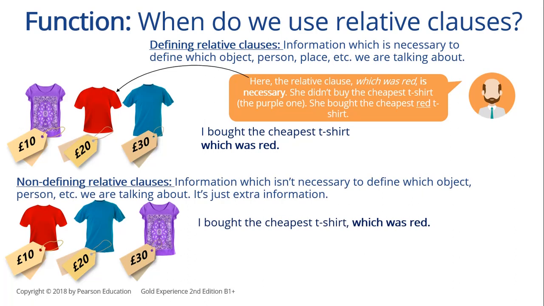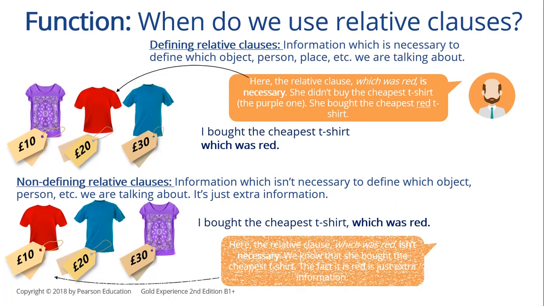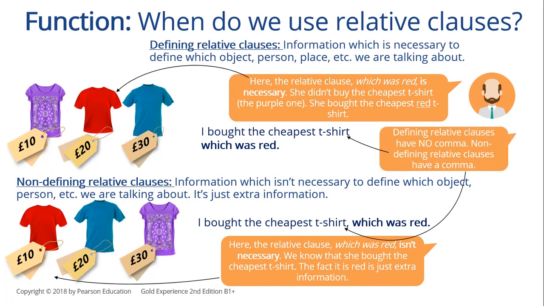We use non-defining relative clauses for information which isn't necessary to define which object, person, etc. we are talking about. It's just extra information, like gossiping a little bit. I bought the cheapest t-shirt, which was red. Here the relative clause, which was red, isn't necessary. We know that she bought the cheapest t-shirt. The fact it is red is just extra information. Defining relative clauses have no comma. Non-defining relative clauses have a comma. That's a big difference.